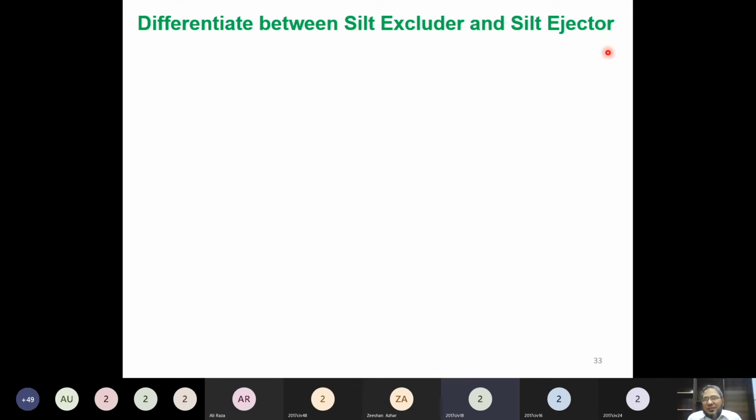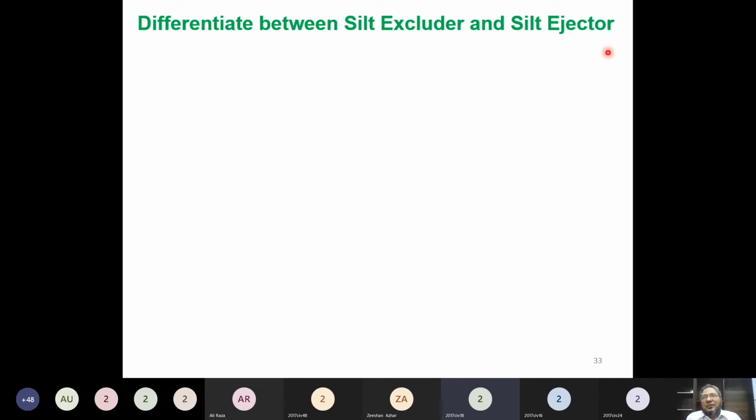This was as far as the location was concerned. The height of the tunnels. Okay. How much is it in silt excluder? So it is almost 1/3 of the anticipated depth of water flow. Yes, good. And how much? 20 to 25% of the anticipated depth of flow.